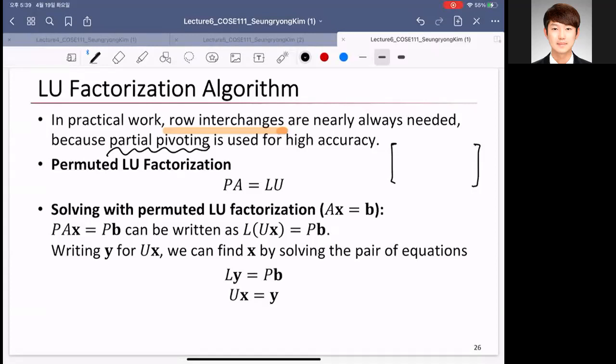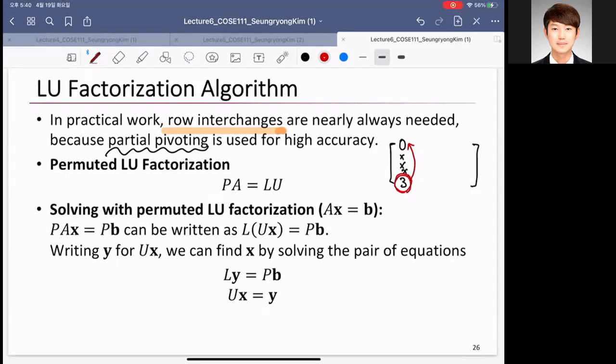Looks like this. If your matrix was 0, blah, blah, blah, and let me say 3 looks like this, then you have to interchange the last row with the first row to make the largest magnitude value the pivot position. For the computation efficiency, it was the partial pivoting, right? So to derive partial pivoting, you require the row interchange, right?